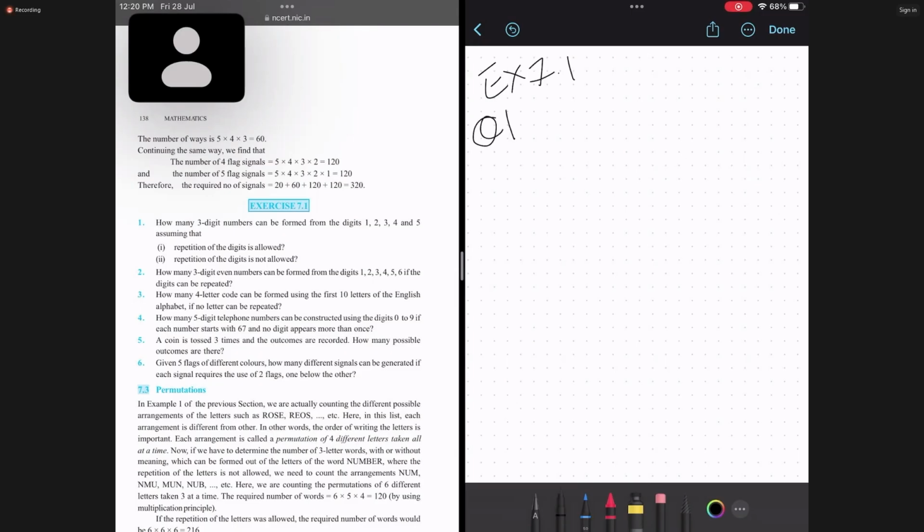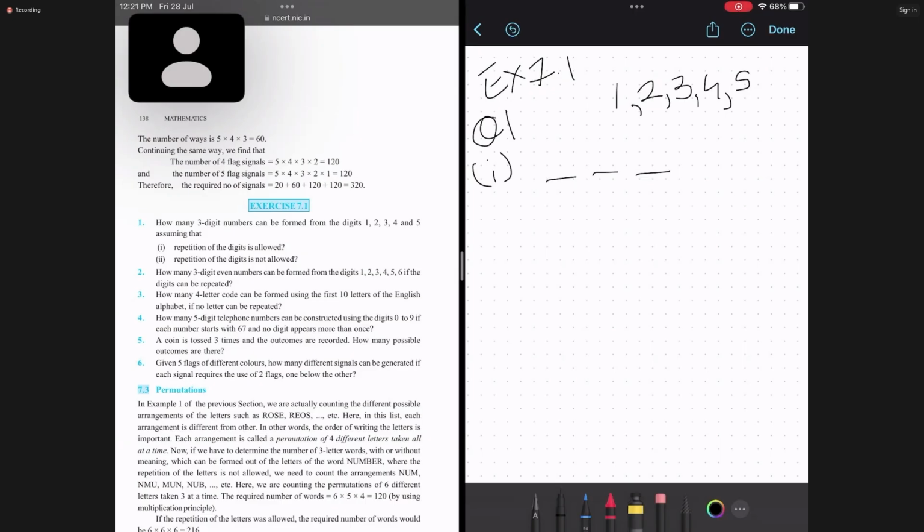Question number 1 says, how many three-digit numbers can be formed from the digits 1, 2, 3, 4, and 5, assuming that first part, repetition of the digits is allowed. So we need to form a number which is 3 digits long, and we are allowed to use 1, 2, 3, 4, and 5. Correct. These are the digits that we have to use to form this number.